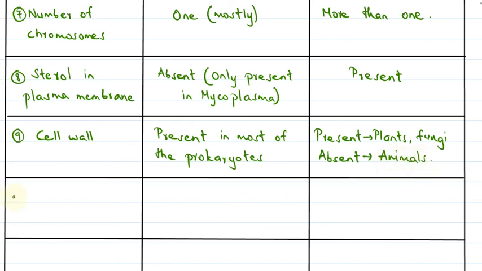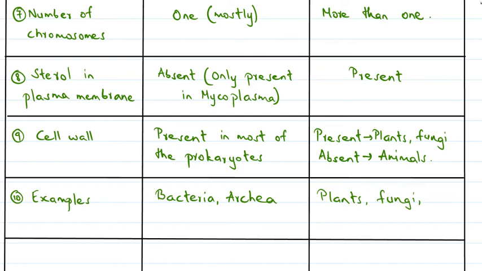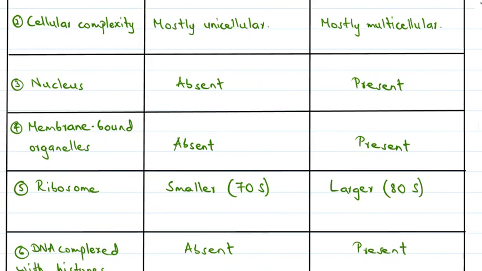Okay, then let's talk about few examples. Okay, so example of prokaryotic cells would be bacteria, archaea. Then examples of eukaryotic cells would be plants, fungi, then animals, etc. Okay, so now let's revise the things that we have covered today.